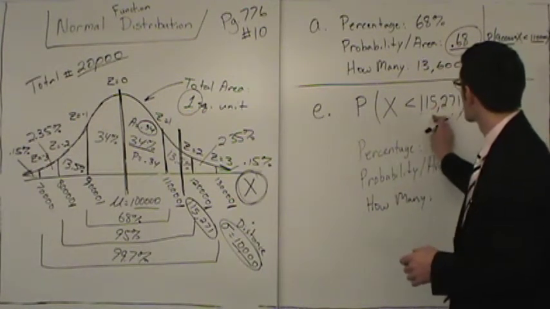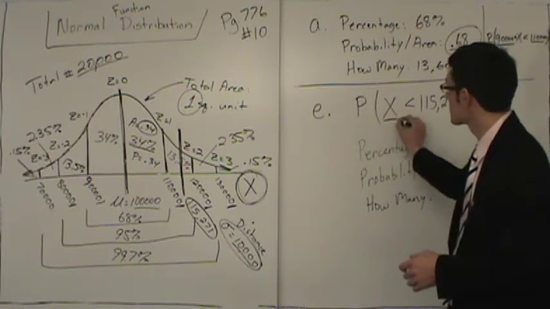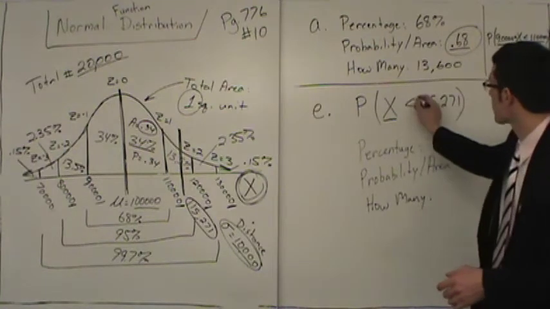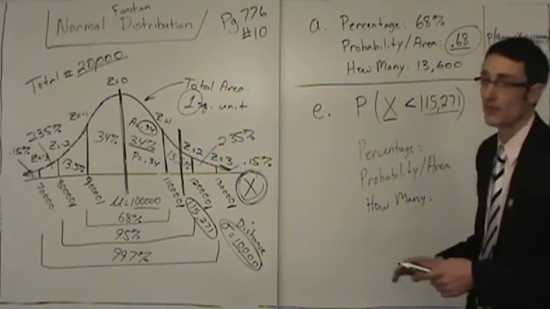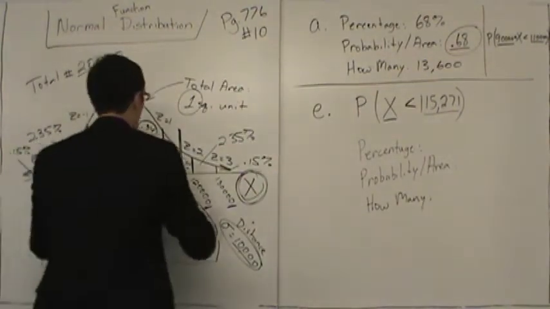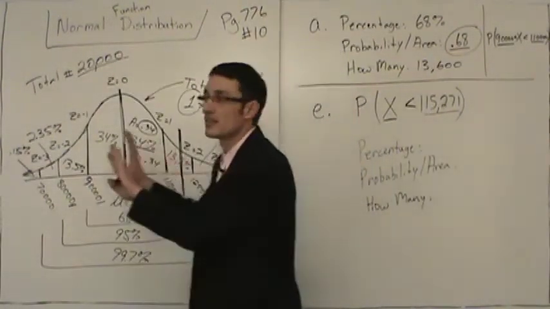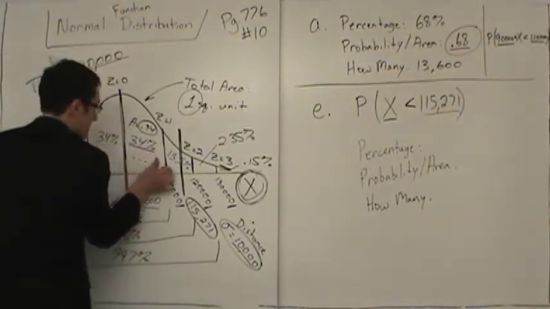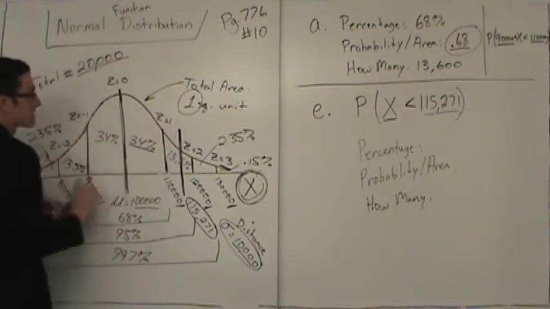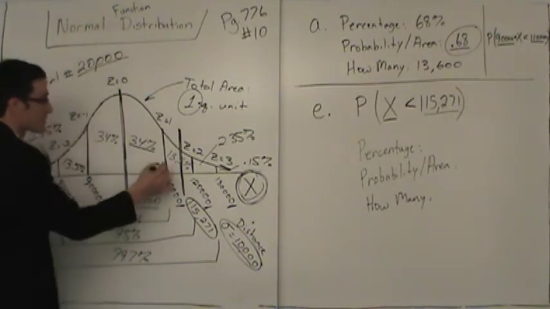What does this say? The probability that x, these are our x values down here, is smaller than or less than 115,271. So are we to the right, or smaller than, less than? Is that to the right or to the left? Hopefully you say that's to the left. Okay, so I'm going to erase some of this, and let's partially highlight some of this area. I don't want to have to redraw this curve, so I'm going to draw it lightly.